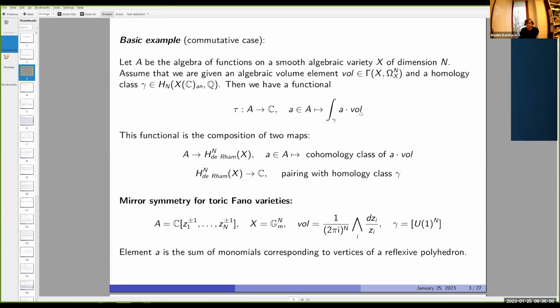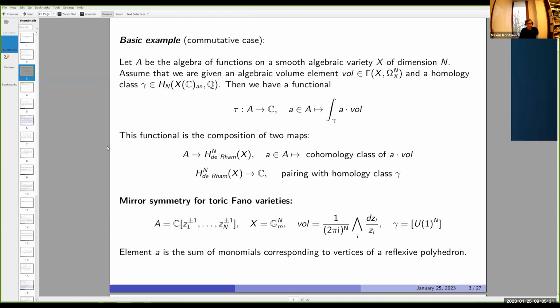So you see it's a composition of two maps. From the algebra, you go to the top de Rham homology of this affine variety, namely you multiply a by the volume element, get a top degree form, which is automatically closed, so it defines some homology class. And then we get a map from homology to complex numbers, which is integration over an integer homology class gamma, which you choose.